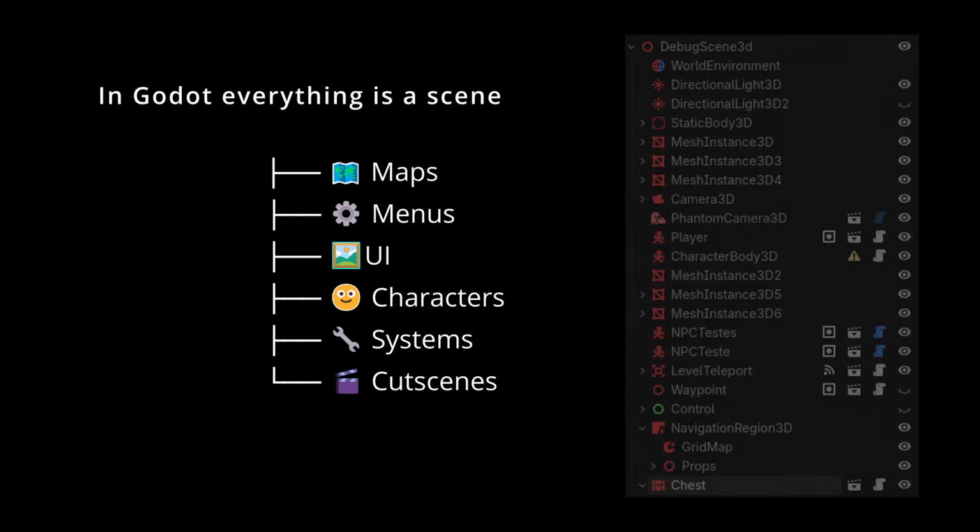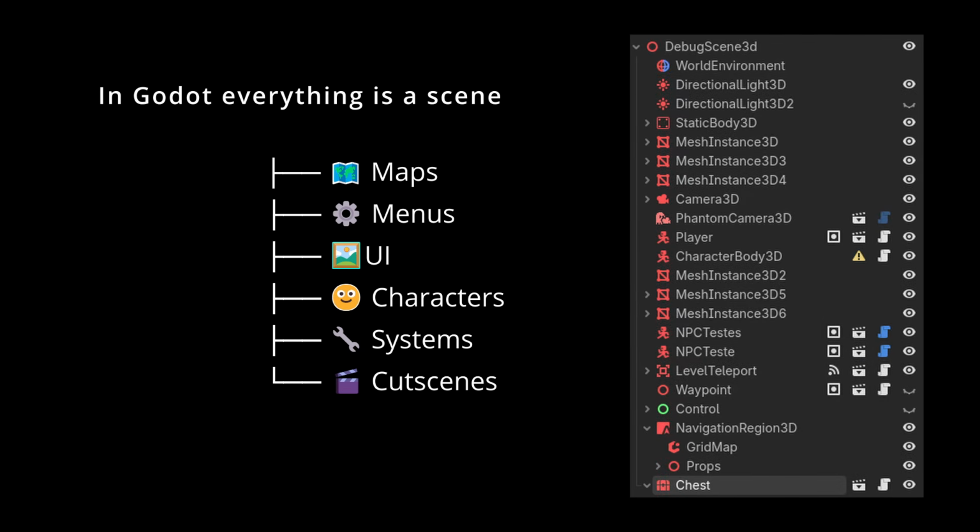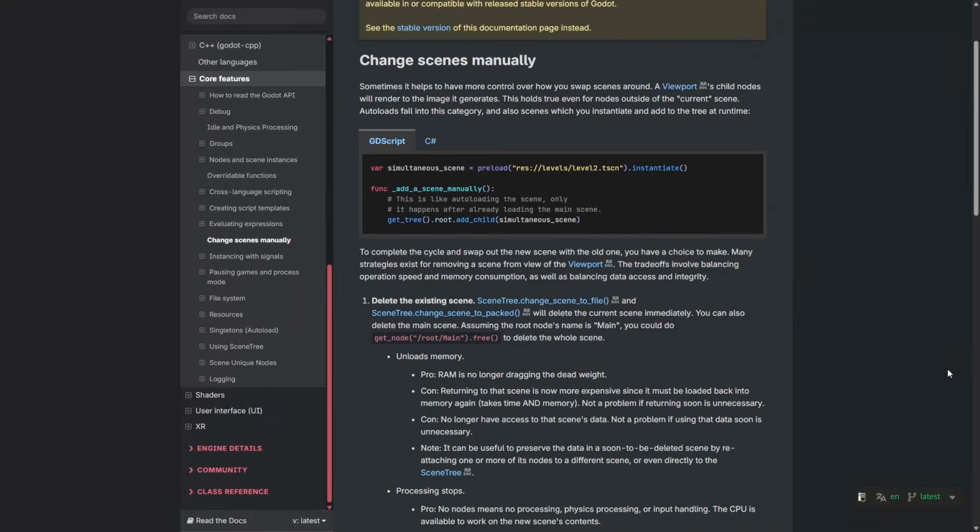Scene management. One of the biggest differences between RPG Maker and Godot is that in Godot everything is a scene. Your maps, your menus, your battles, even UI elements can be scenes. That's incredibly powerful, but it also means that you need a clean way to switch between them. Godot's built-in scene system is already really good.